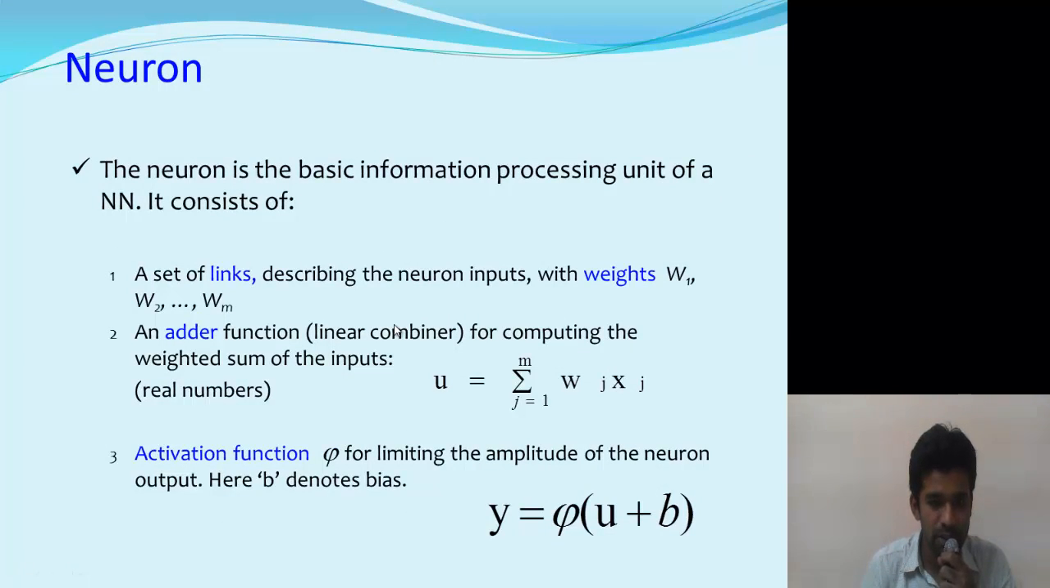As we discussed earlier, the neuron is the basic information processing unit of neural networks. It consists of a set of links describing the neuron inputs with weights w1, w2, wm, an adder function which is also called a linear combiner for computing the weighted sum of inputs as shown in the equation, and an activation function phi for limiting the amplitude of the neuron output. Here in this function, y is equal to phi of u plus b, where b denotes the bias.